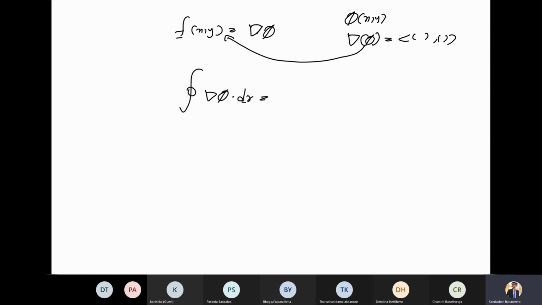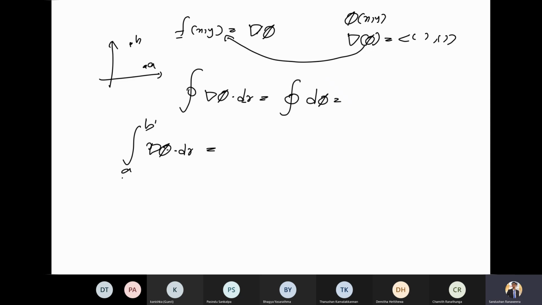It means I can write this as the closed loop integral of d psi. In calculus, there's a theorem that you can represent this as the integral of grad psi dot dr from a to b. This a to b is not x values; these are points. It means you have your plane, with point A and point B, and you integrate from point A to B. It doesn't matter what your path is. You can write this as psi B minus psi A.